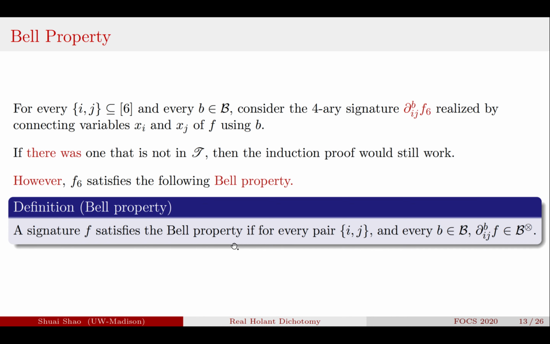We say a signature satisfies the Bell property if for every pair of indices i and j, and for every binary signature b, by merging variables xi and xj of f using this binary signature b, we get a signature which is a tensor product of binary signatures. Here we use script B sub tensor to denote the set of tensor products of binary signatures. So this property means that it's impossible to realize a signature of arity 4 that is not in T by merging using binary signatures on this f sub 6.